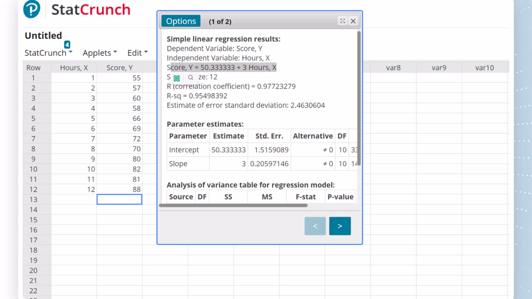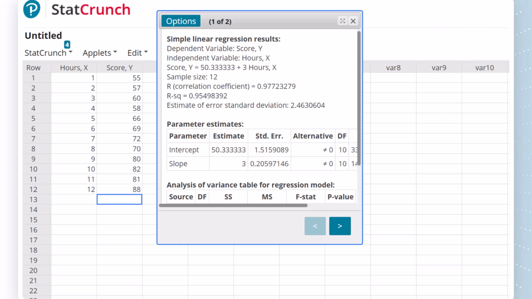Now, if you have the equation of the line, I could ask you, can you predict the test score if a student studies 8.5 hours? All you have to do, guys, is plug in x equals 8.5, multiply by 3, and add 50.33. That will give you the predicted score. It's a prediction, so you can use the equation of the line to make predictions.